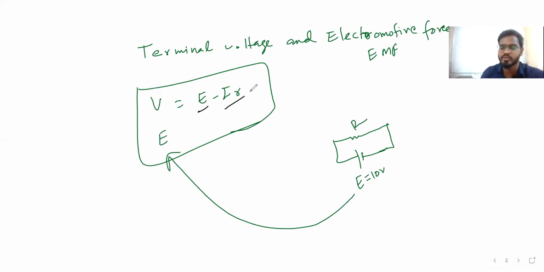E minus IR is the terminal voltage. And EMF is what is inside the battery. The company will claim that it is 10 volt, but actually it is not 10 volt, because there will be some loss, 0.12, 0.5, 0.1, 1 volt, whatever, due to internal resistance, right? A good company's battery will have less internal resistance. If a company is not that good, the internal resistance will be more, and due to that the loss of voltage will be more. Hope you understood what terminal voltage and EMF are.